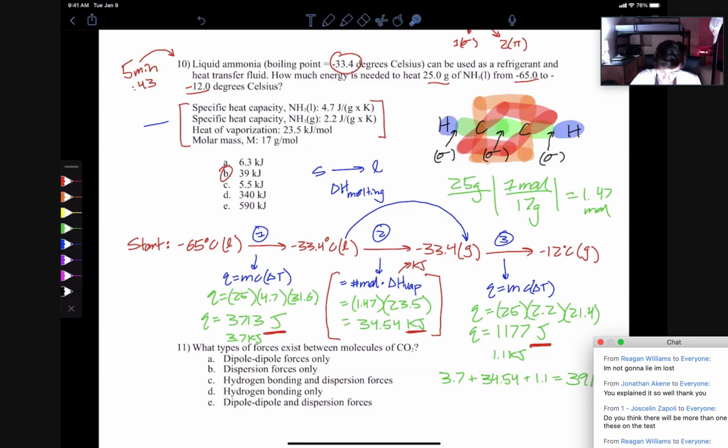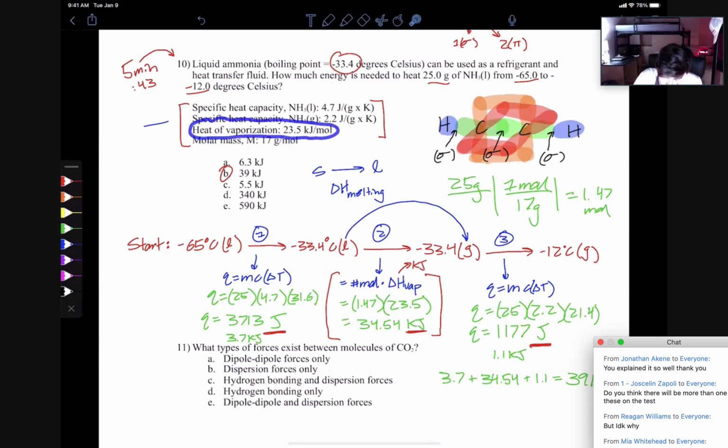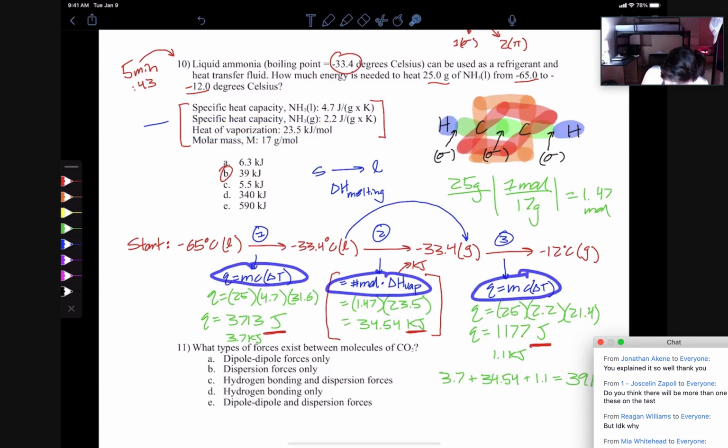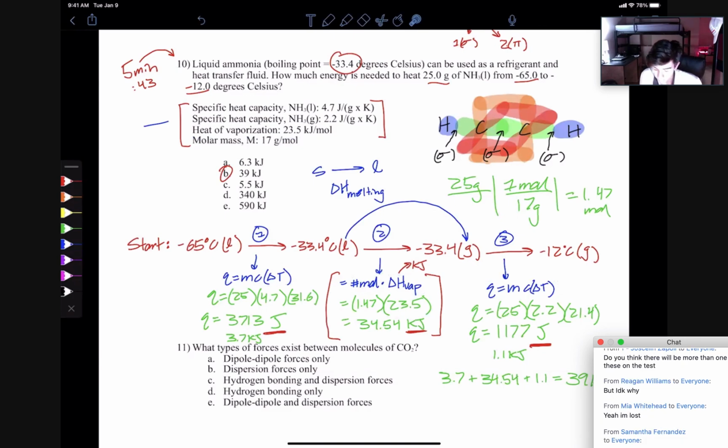Okay, so this one right here, this 23.5 someone asked me about, that's the delta H of vaporization. So that's given to us right here. The blue represents the equation I'm using, and the green just represents my work underneath. So H of vaporization.